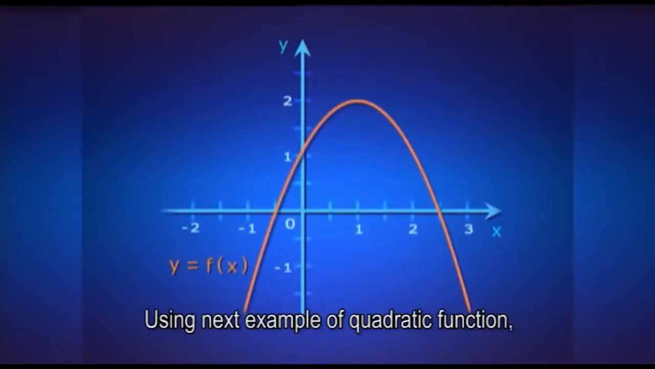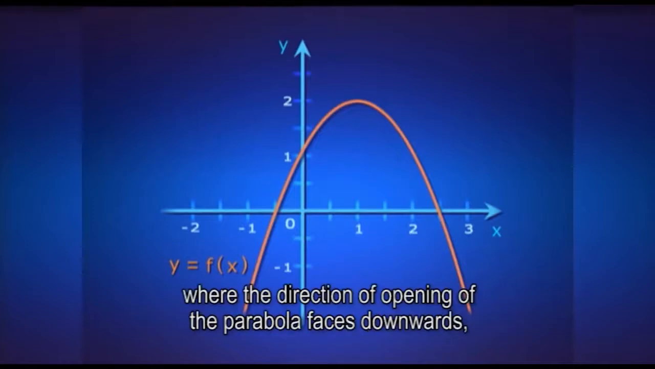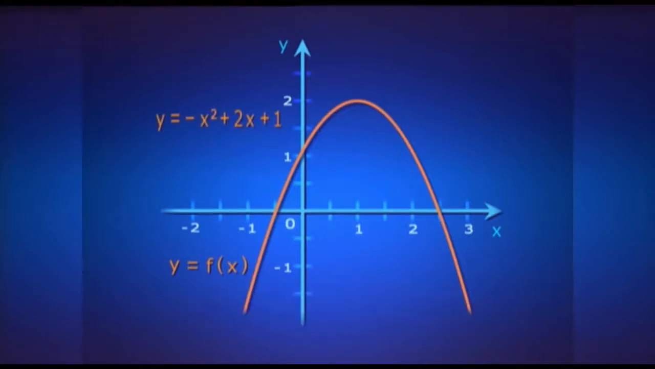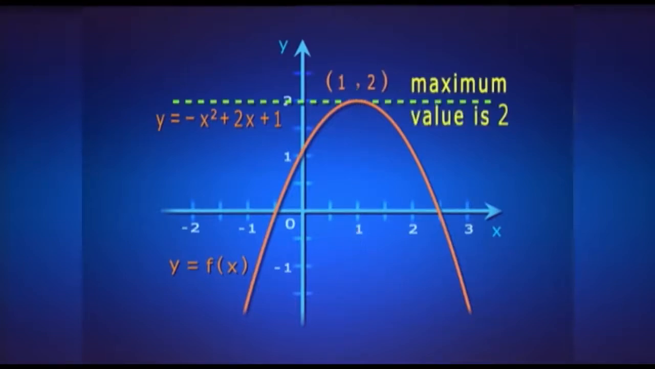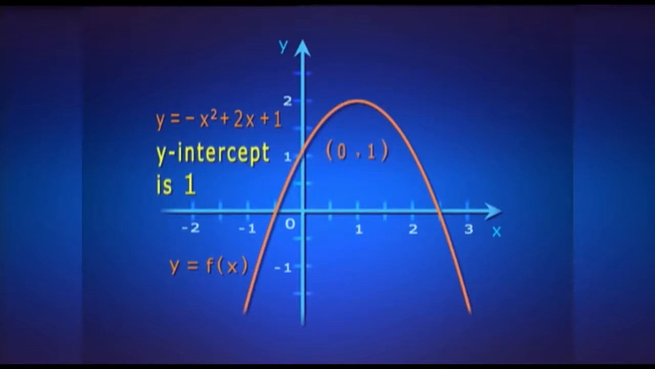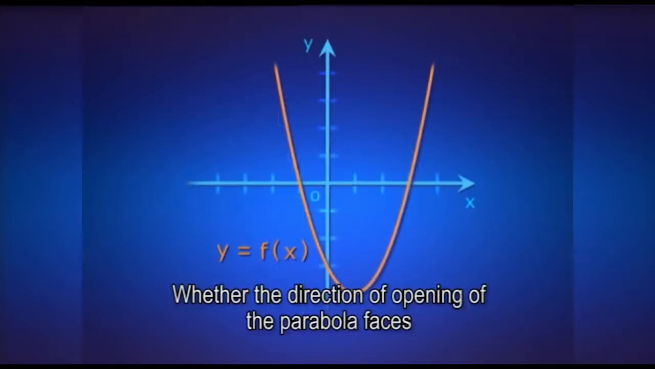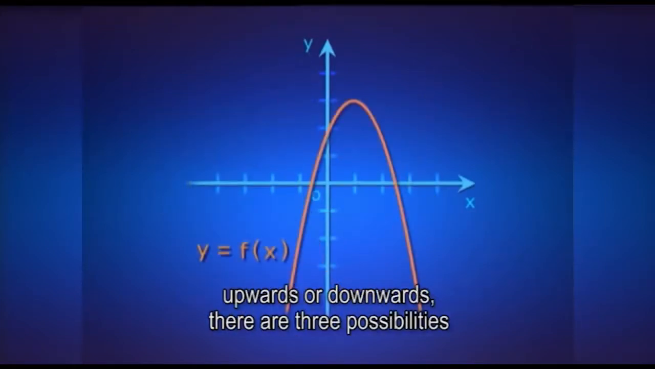Using an example of a quadratic function where the direction of opening of the parabola faces downwards, y equals minus x squared plus 2x plus 1. The vertex is (1, 2). The axis of symmetry is x equals 1. The maximum value is 2. The y-intercept is 1.